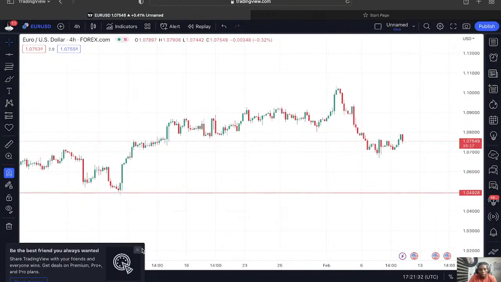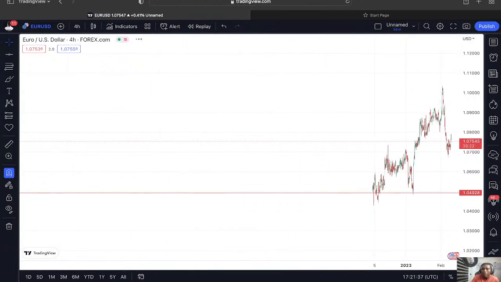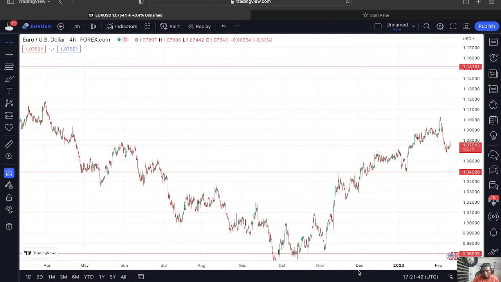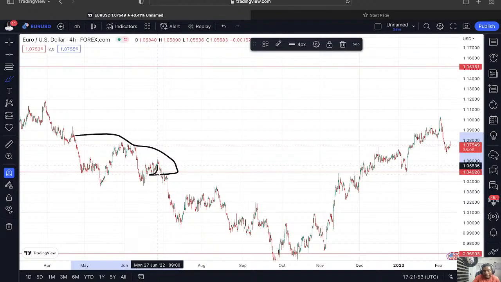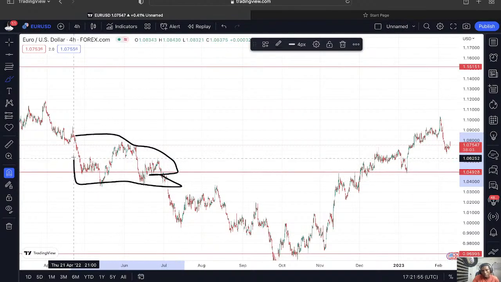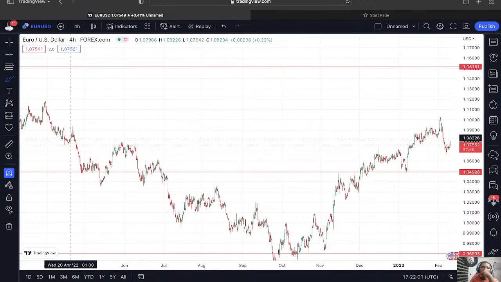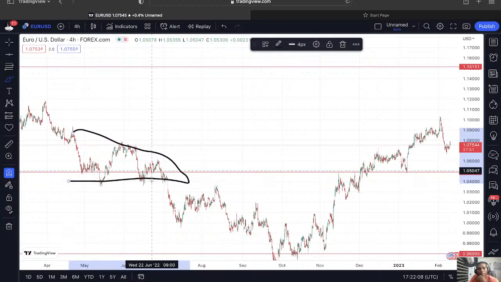Okay, now you see that the 4 hours time frame is giving us a clearer story into what is currently happening. You see how price rallied from here, and price was forming a descending triangle at this level, and price finally fell.